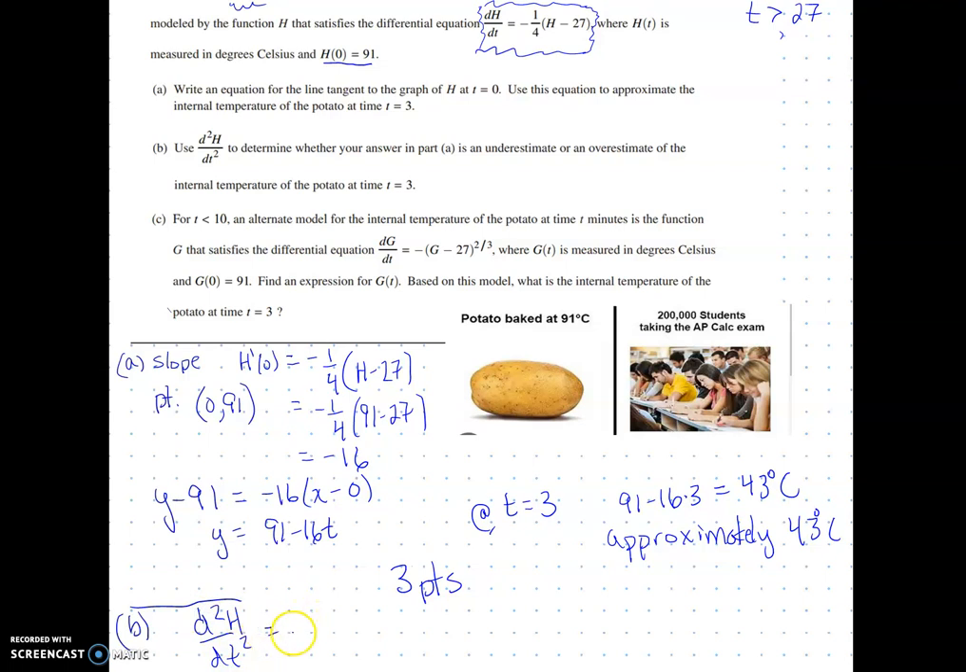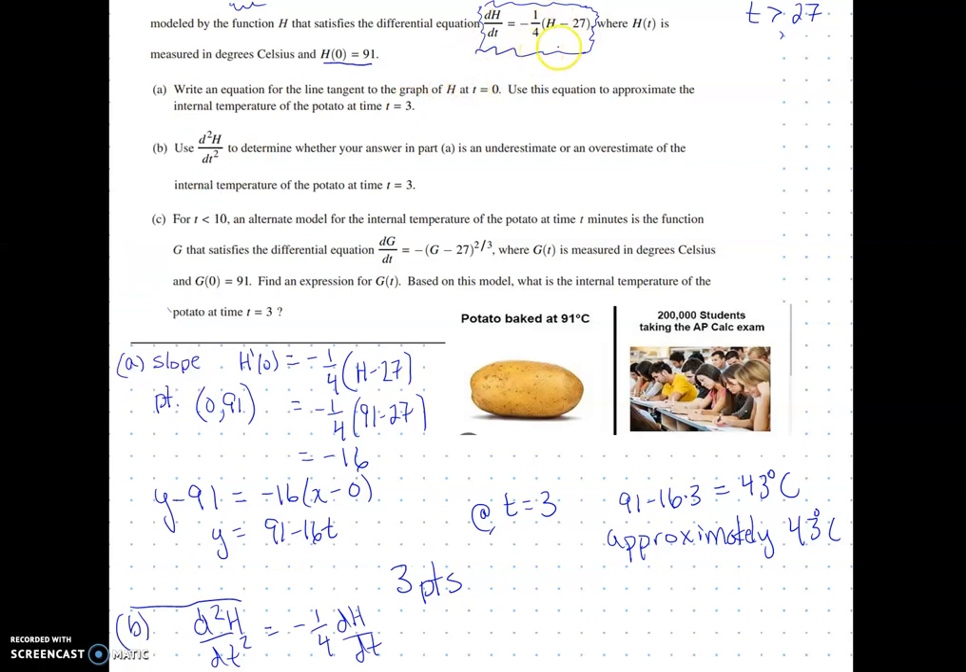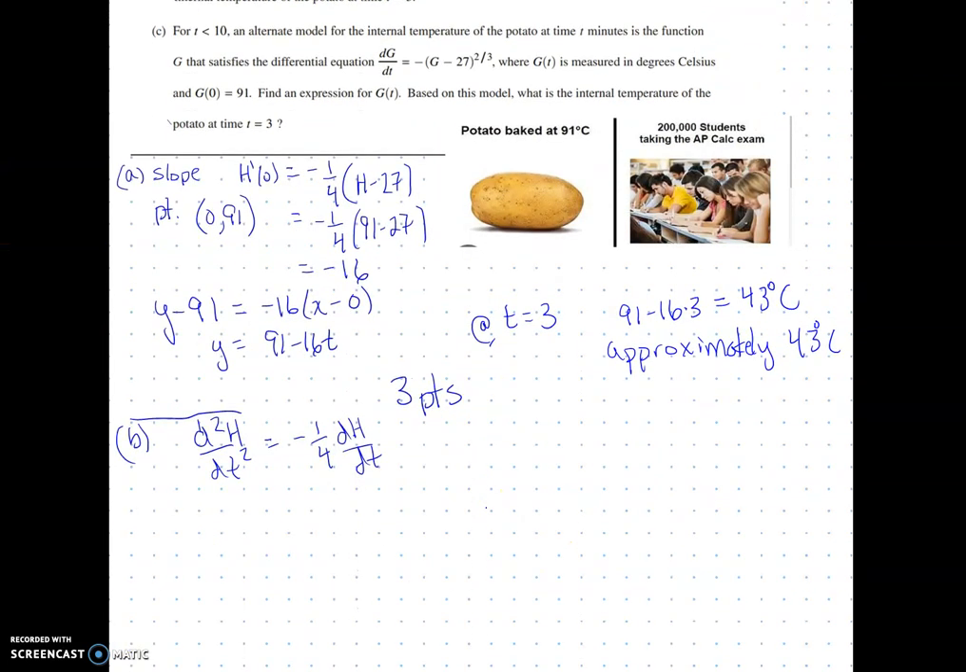When I take the derivative of this thing, it's -1/4 dh/dt. That's the derivative of this thing. If it's helpful for you, we can rewrite dh/dt as -1/4 h plus 27/4. And when I take the derivative of that, when I get the second derivative, it's going to be -1/4 dh/dt. There's a little implicit differentiation, and the 27/4 is just going to go away. And now we're in business. Okay? So there's our second derivative.